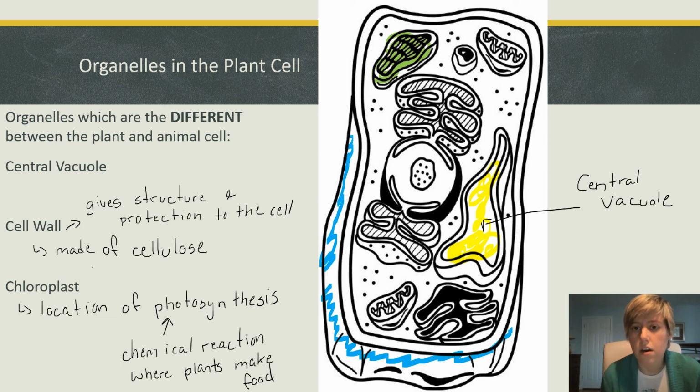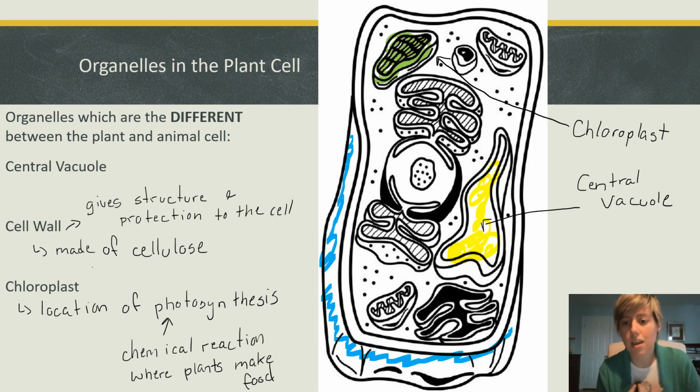So the chloroplast is this structure right here. And the pigment inside of the chloroplast, chlorophyll, is green. And that's actually what gives plants, particularly leaves, their green color, because of the chloroplast structures.